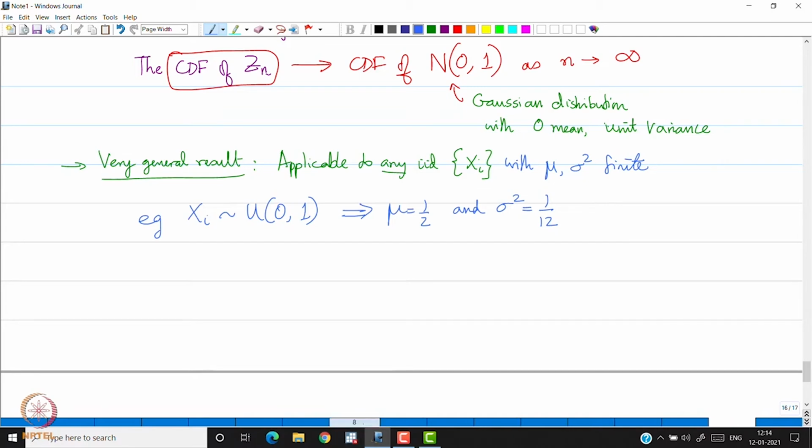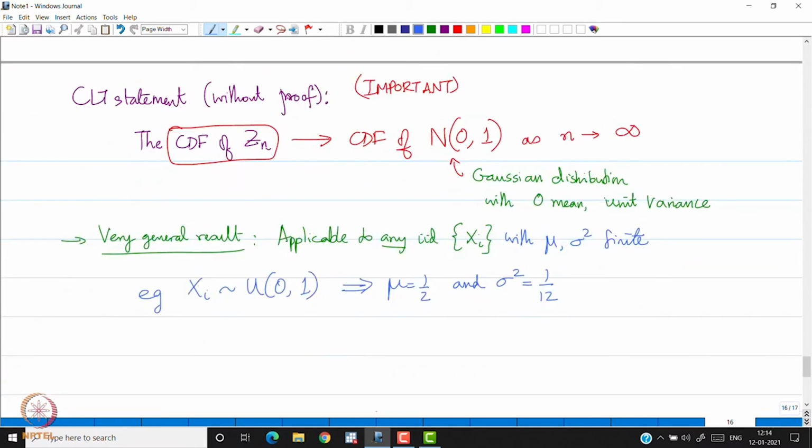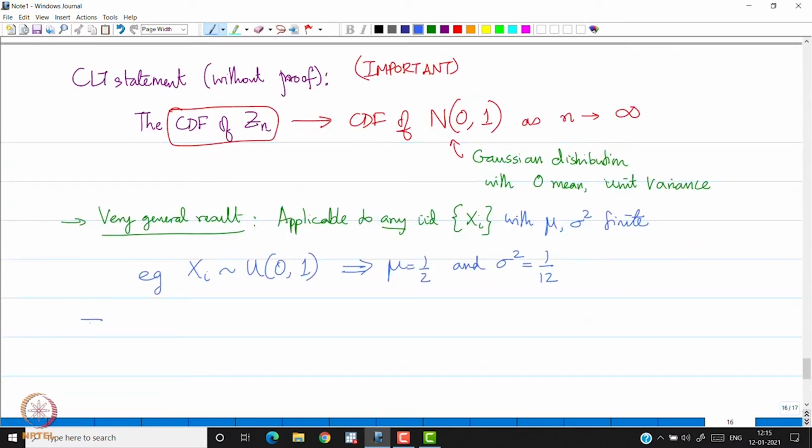So what about Sn? Let us look at what's happening. How do we form the Zn now? Sn is the sum of n of these uniform random variables, the xi's. Let's write out the mean and the variance. E of Sn is n and variance of Sn is n by 12. Both of them are linearly increasing with n.